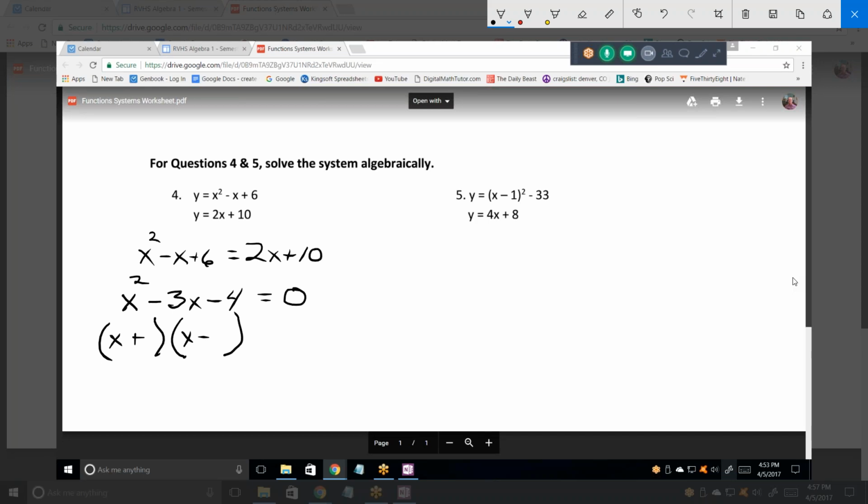And then we're looking for factors of 4 that subtract, because of that negative sign, to the number 3. So it's 4 and 1. The bigger factor goes with the sign of the middle term. So the 4's got to go there, the 1's got to go there. Now, we've got two different solutions for x. What are they?